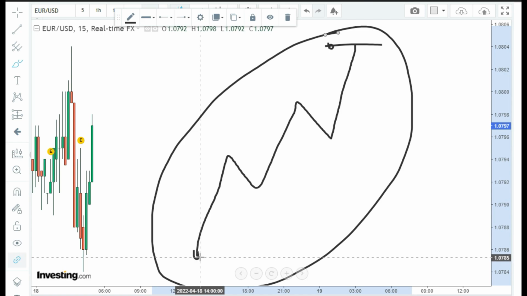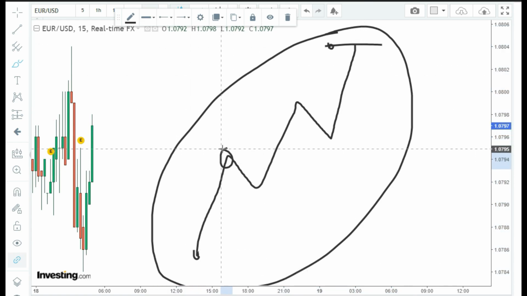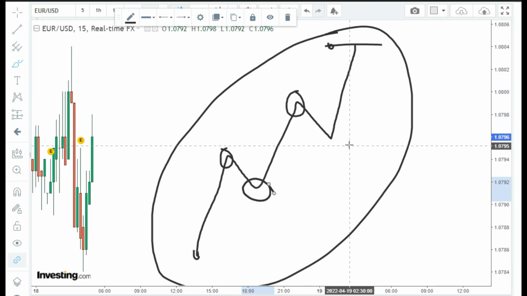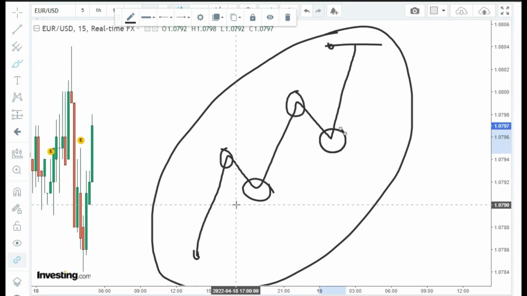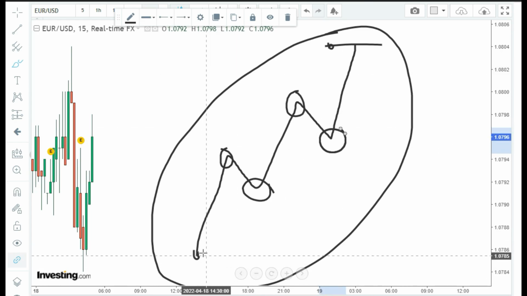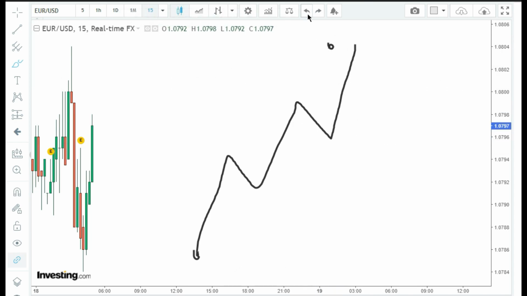Now, in order to move from this low to this high, it creates swing highs, these are the swing highs, and swing lows, these are the swing lows. These have names which we are going to learn further in this video, but that is how the market moves from this low to this high. Now let me remove all of this and we will go one by one to understand each level.